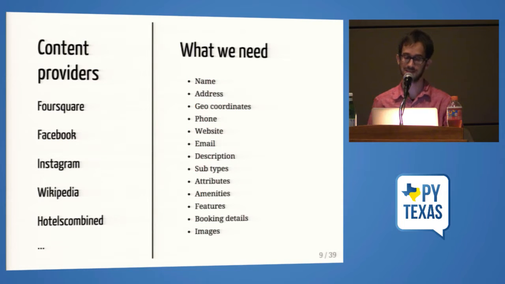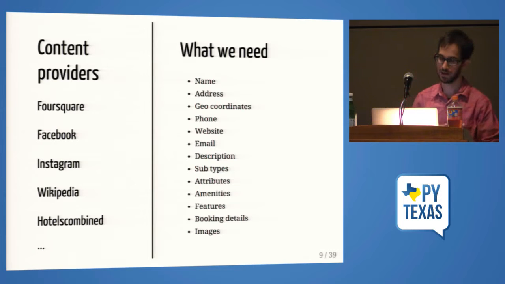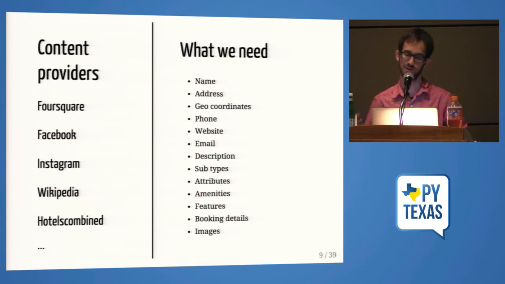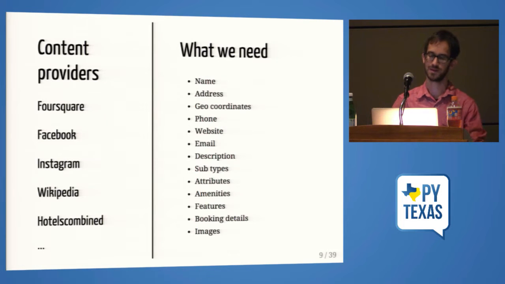So for our example, let's say we have a list of content providers: Foursquare, Facebook, Instagram, Wikipedia. Facebook can be used for a lot of other things. We have a lot of other data than specific points of interest in Facebook. However, hotels combined will give you specific data about accommodations. So it really depends on what you're trying to build.